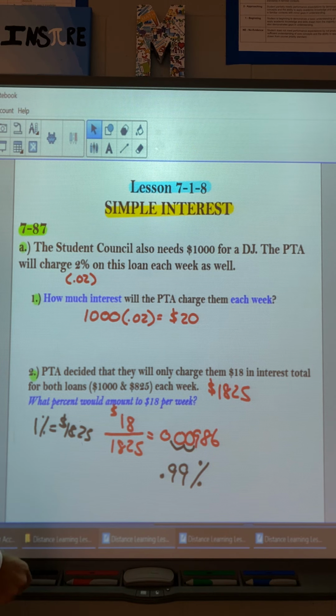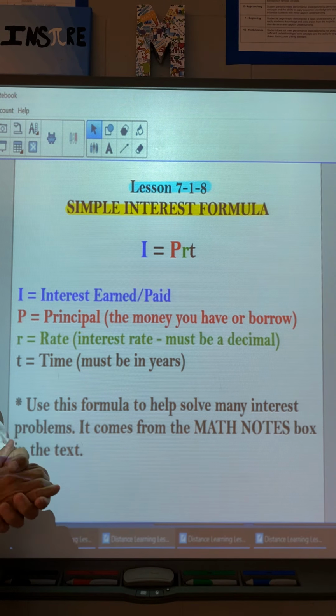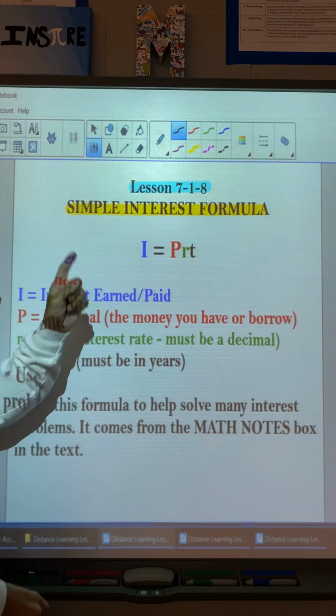Okay, let's go on to the next one. Okay, all of this can be done pretty easily. There is a formula. You need to know this formula.